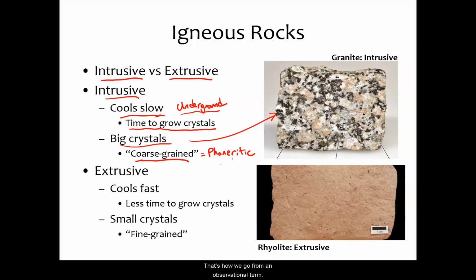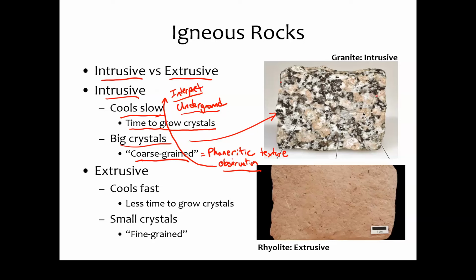That's how we go from an observational term, like phaneritic, looking at the texture, to how we interpret it, which is how it formed. Just an example of that. Be on the lookout for more things like that, because it's key to understand what we observe and then what we interpret based on those observations. We can't look at a rock and say, oh, this rock cooled underground, without doing these steps in between and knowing how those steps work.